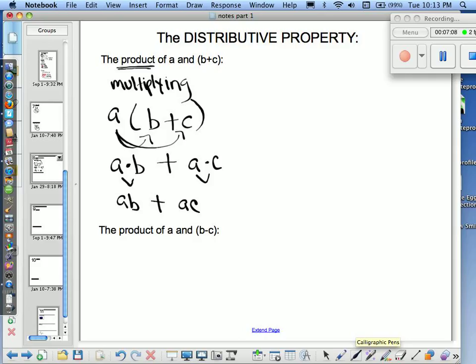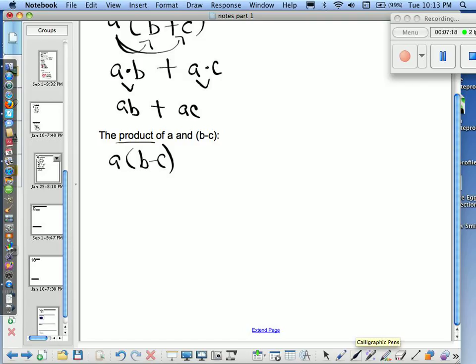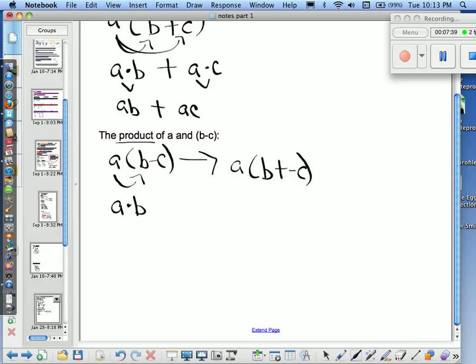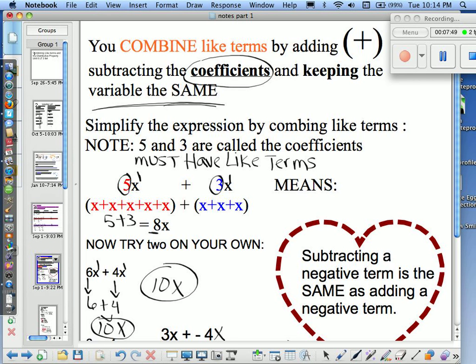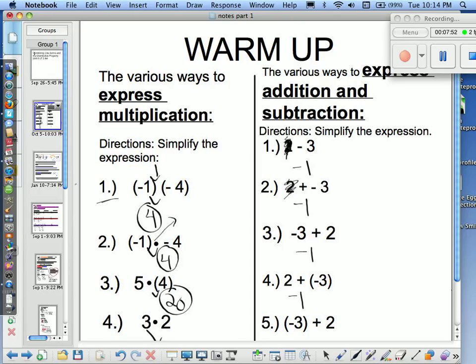Okay, you're also going to see it with subtraction. So again, product means to multiply, and we're multiplying A times B. We could also rewrite this as A times B plus negative C. Subtraction is the same thing as adding a negative, which we saw right here. In this problem, subtracting a term is the same as adding a negative term. And we also saw that in our warm-up today. All of these problems here on the right were the same.